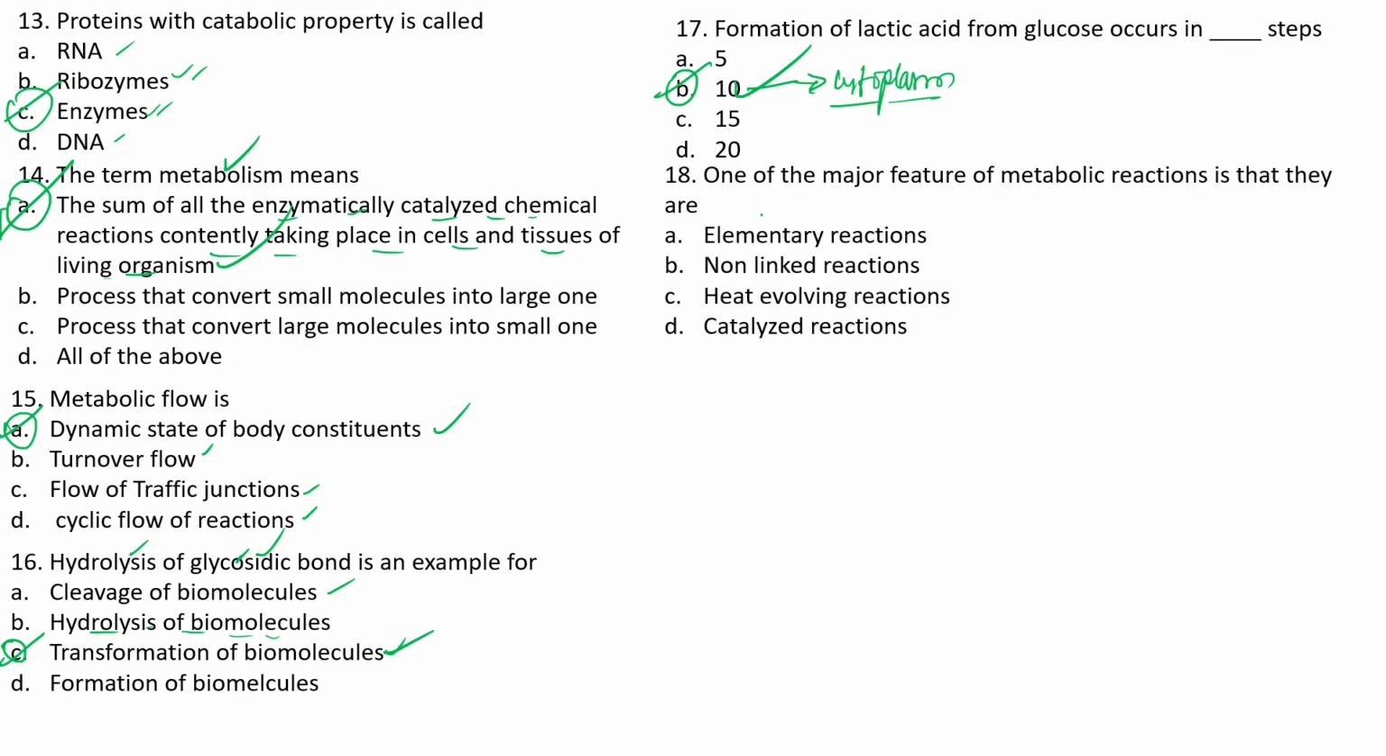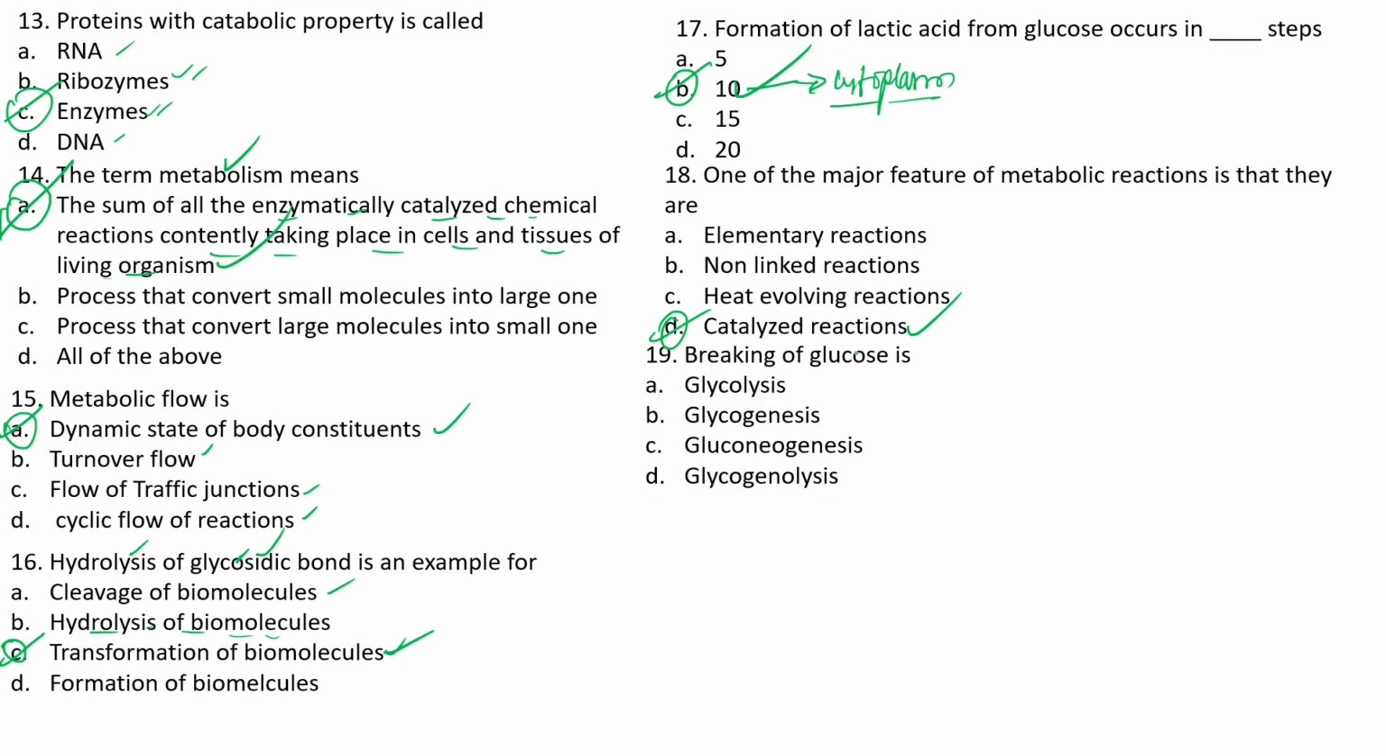The next one, one of the major features of the metabolic reactions is that they are elementary reactions, non-linked reactions, heat evolved reactions, or catalyzed reactions. I think probably the same kind of question we had discussed earlier, so it appeared in a different way. It is mainly the catalyzed reactions. The major feature of the metabolic reactions is that all of these reactions, or at least some major chunk of them, are catalyzed reactions. Catalyzed reactions in the sense they require enzymes for the reactions to speed up or slow down.